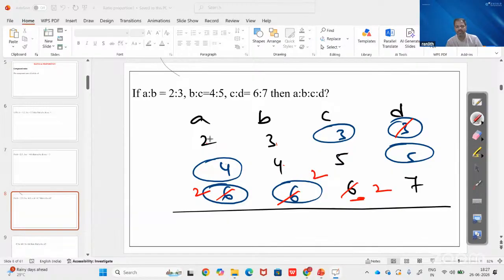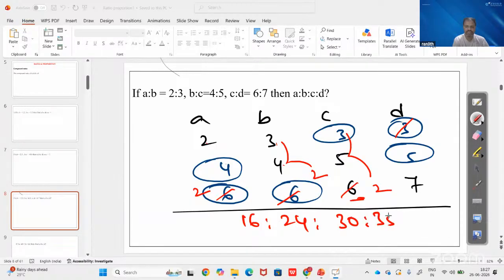2 4s are 8, 8 2s are 16, 3 4s are 12, 12 2s are 24. So 5 3s are 15, 15 2s are 30, 5 7s are 35. So the answer is this one.